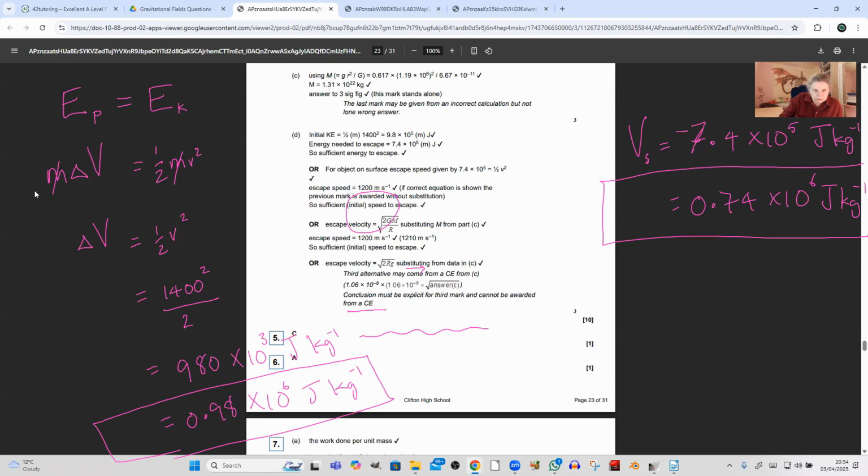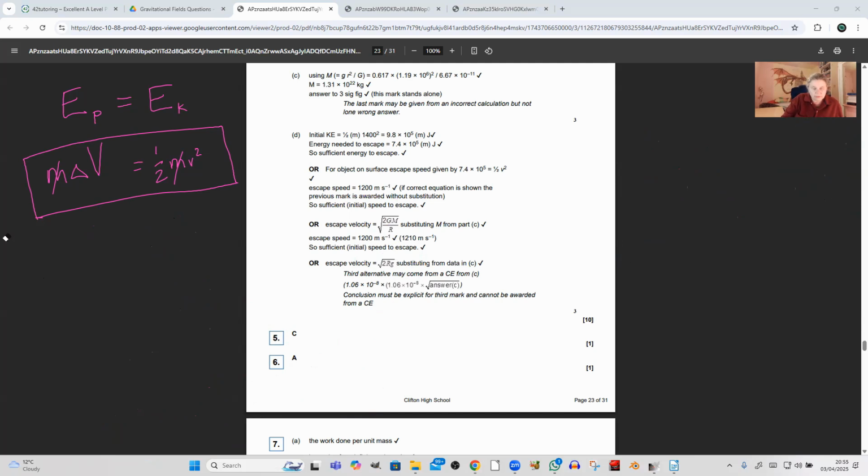Okay, so can you see it says sufficient initial speed to escape? Right, now I did it without actually working out the escape velocity, but I could work out the escape velocity. So let's work out what the escape velocity is using this equation, okay? Because I want you to be able to derive an escape velocity equation.